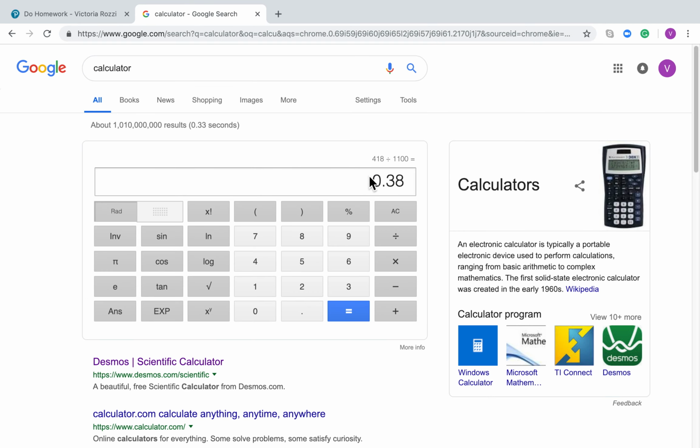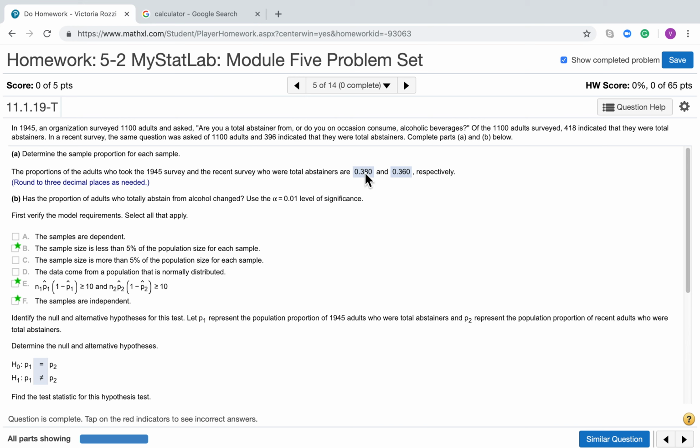If you just do that in your calculator, which I did over here, 418 divided by 1100, I got 0.38. And that's what they got here as well. Now they are rounding to 3 decimal places, so even though we only had 2, we're going to add a 0. You'll do the same thing for the recent survey, which was 396 divided by 1100, and you'll get 0.360.